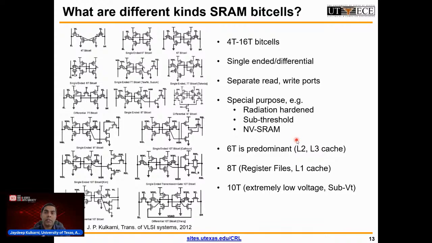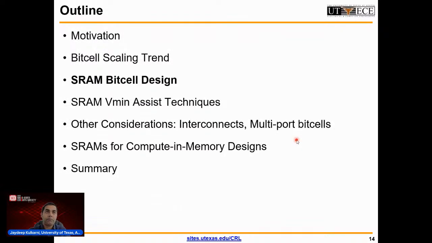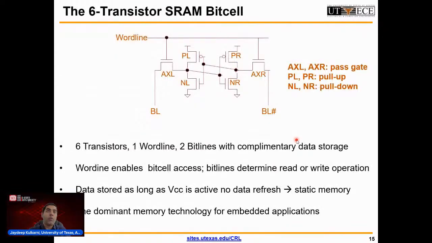So let's start with the most frequently used bit cell, the 6 transistor SRAM bit cell. So what is a 6 transistor SRAM bit cell? It consists of 6 different transistors. It has 1 word line and 2 bit lines, and this bit cell stores data in a complementary format.